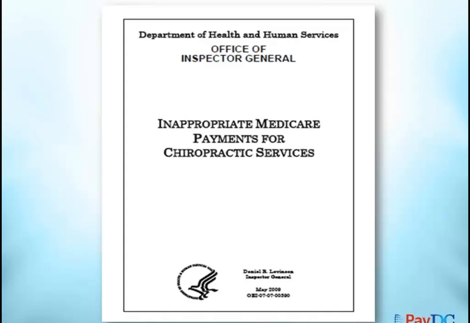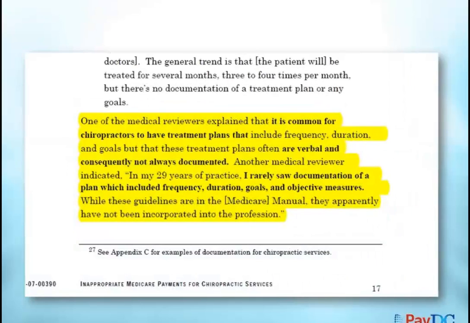The OIG, or Office of Inspector General, they're like the policemen for Medicare. And they did a report on chiropractic payments. One of the main things they focused on was the treatment plans or care plans. It's common for chiropractors to have treatment plans that include frequency, duration, and goals, but they're often verbal and not documented. "I rarely saw documentation of a plan which included frequency, duration, and goals and objective measures. While the guidelines are in the manual, they apparently have not been incorporated into the profession."